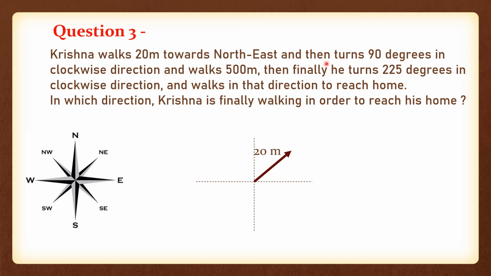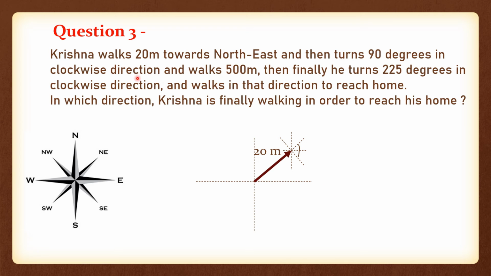Now he turns 90 degrees in clockwise direction, meaning from here Krishna has to turn 90 degrees clockwise. So again you need to make all the 8 directions. And now you can easily understand that your face is in the northeast direction. From there you need to turn 90 degrees, and you are now turned to the southeast direction.